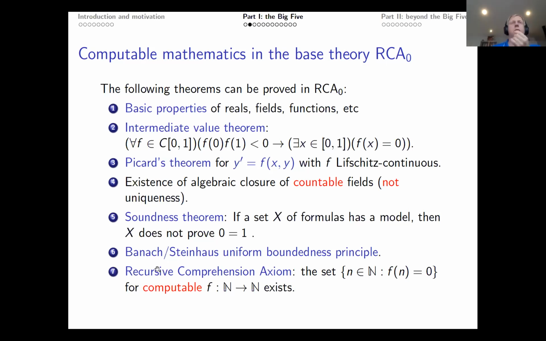And what RCA0 actually stands for, RCA stands for recursive comprehension axiom. It essentially says that for a computable function, we can form this set. It says so in a slightly different formulation, but this is what it amounts to. If we have a computable function, we can form this set. That's recursive comprehension. And an old word for computable is recursive, of course. Essentially, you can do computable math in RCA0. Intuitively speaking, there are some technical details, but it works rather nicely.